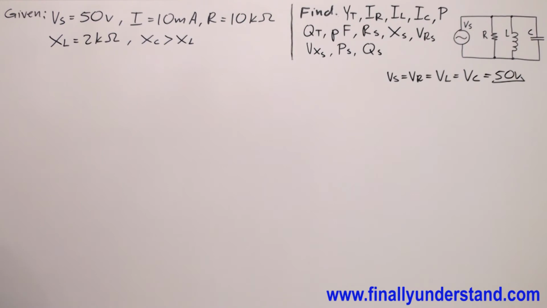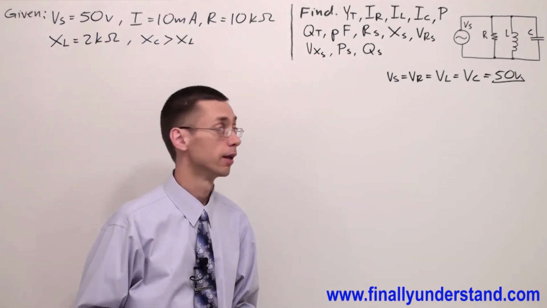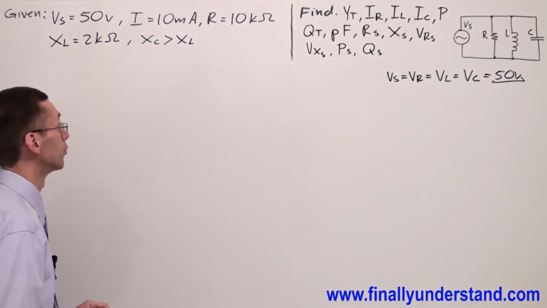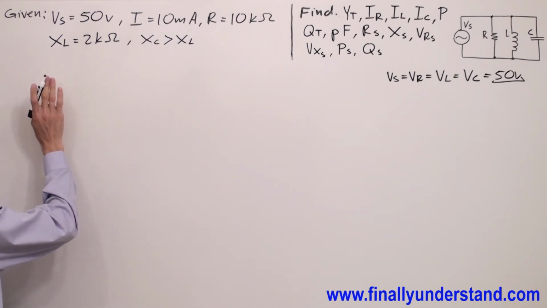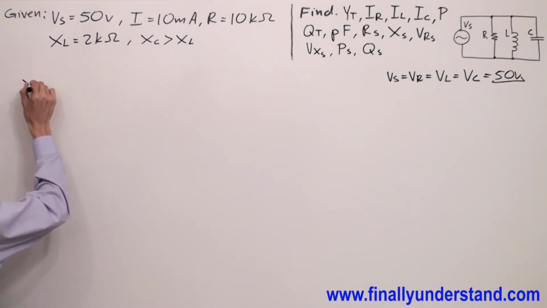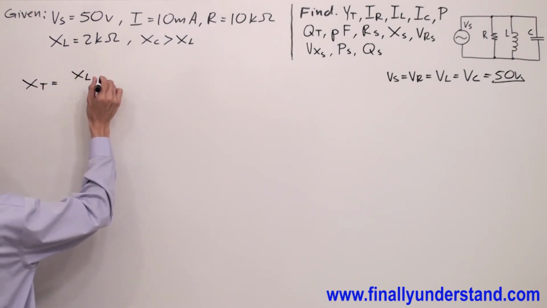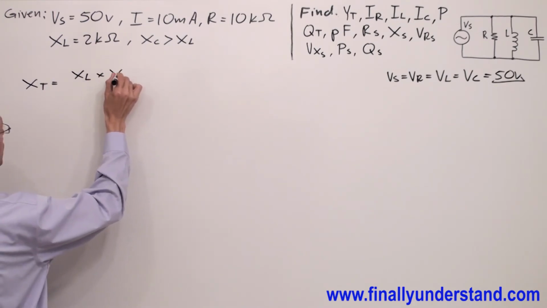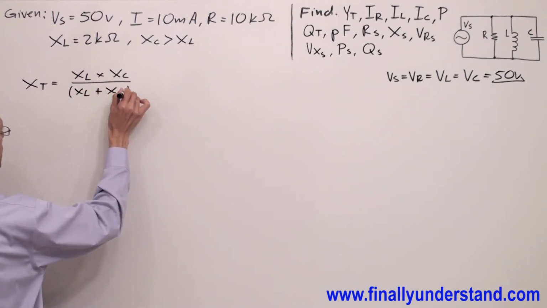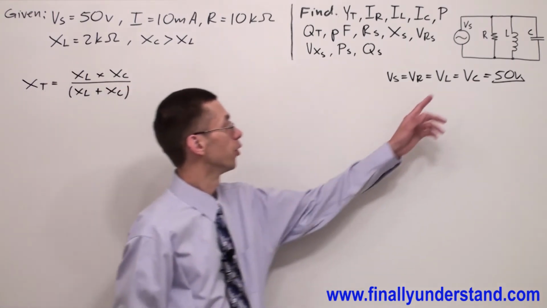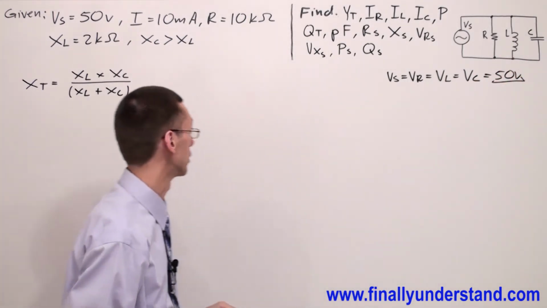Now we are going to find the total reactive power in the parallel circuit. In order to find total reactive power, I'm going to find first the total reactance in the parallel circuit. So I have X total is equal to X of L times X of C over X of L plus X of C. These two components are in parallel, that's why I'm using the formula called product over the sum.